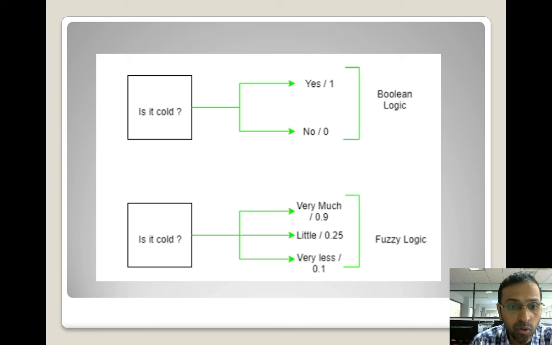But practically, when we are talking about a human-based system, when the question is asked, is it cold? The answers can vary between yes, it is cold, no, it is not cold, or it is slightly cold, very much cold, extremely cold. So the value should range from 0 to 1, not 0 or 1. This is the concept wherein fuzzy logic comes into the picture. Fuzzy logic works on the degree of truth in the entire system, so it can be anywhere from 100% true to 0% true.